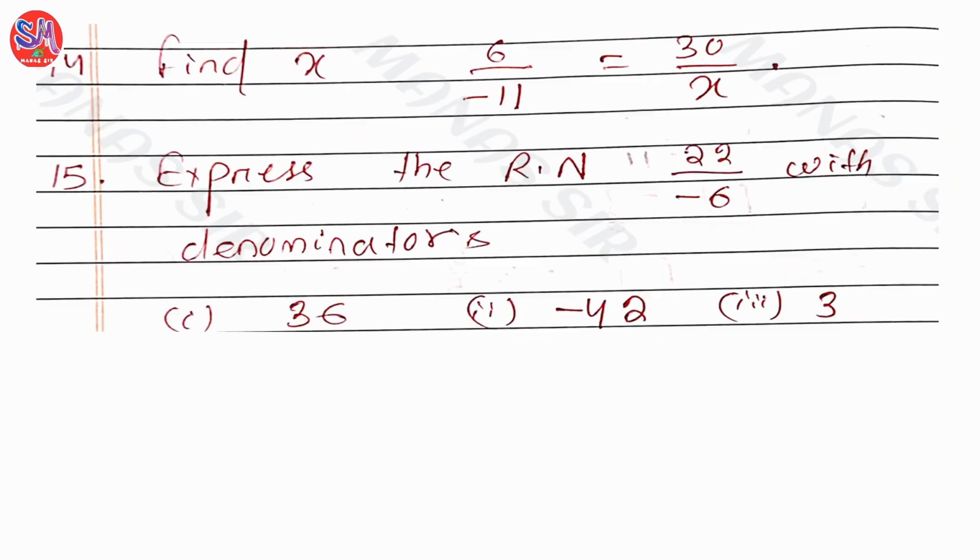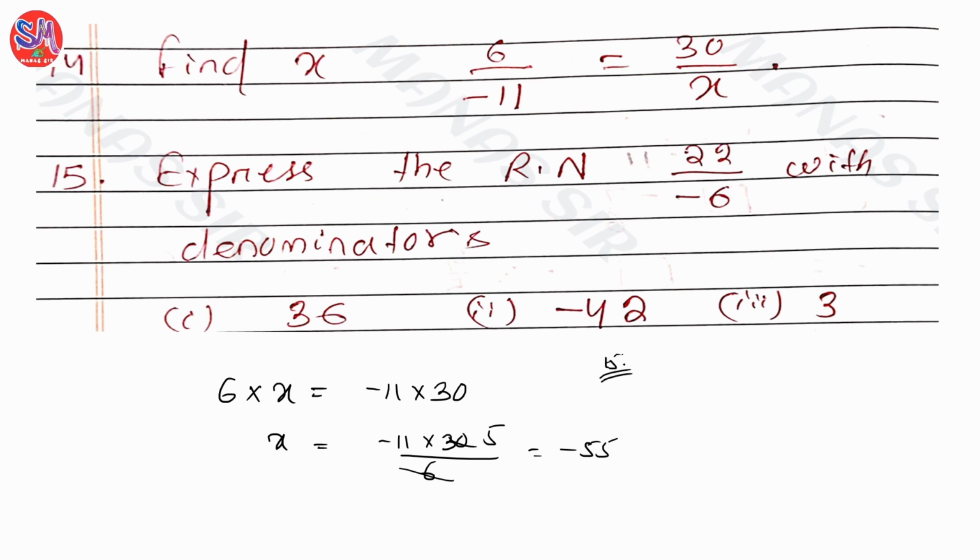Okay. Now next question, find the x. Okay, how to solve? Now we know that if the two rational numbers are equivalent, then we can cross multiply, that is 6 into x is equal to minus 11 into 30. Now x equals minus 11 into 30 upon 6. 6 5s are 30, that is minus 55. Clear? Now next question number 15.